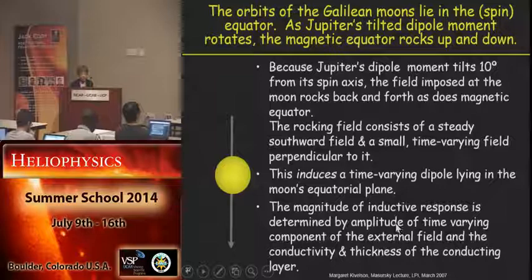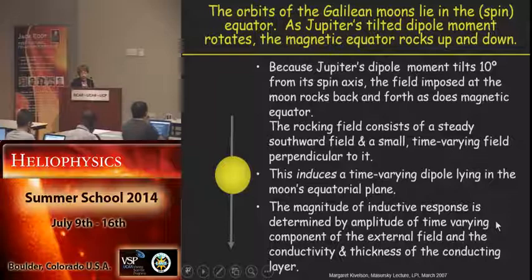As it rotates back and forth, the equator goes up and down, and you get an inductive response if you have a conductor embedded in this time-varying magnetic field. The amplitude of the inductive response is determined by the time-varying component of the external field. On average, at the orbits of the moons, Jupiter's magnetic field points southward. That average field changes very little. The north-south field changes very little. It's the radial component that changes. And the magnitude of the inductive response is determined by the amplitude of the time-varying field and the conductivity and thickness of the conducting layer.